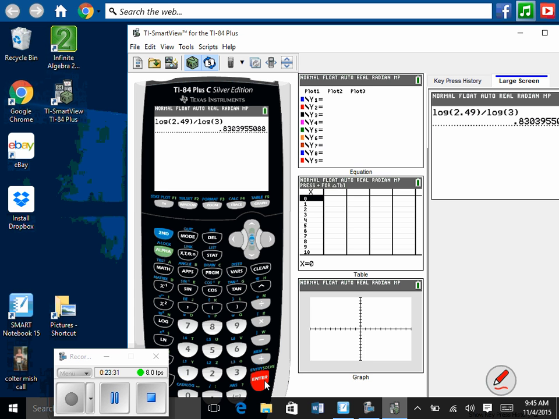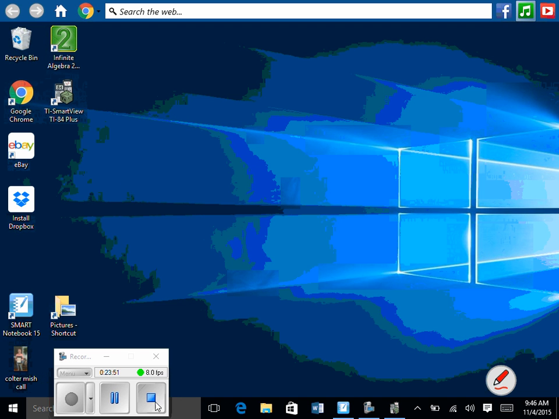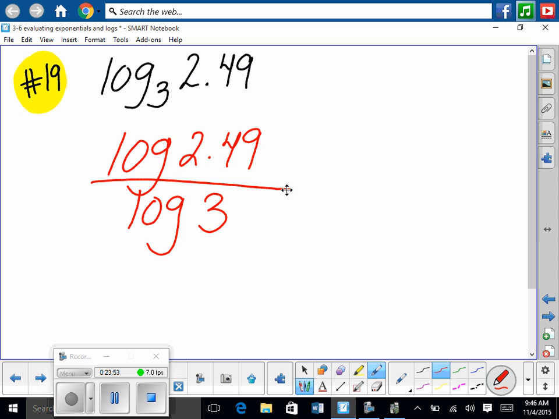Do you have a change in the fraction? Nope, we'll leave it like this. Let's go 4 decimal places. Now let me show you something cool. Let's say we wanted to check, so everybody write down the full decimal really quick. 0.8303955088.